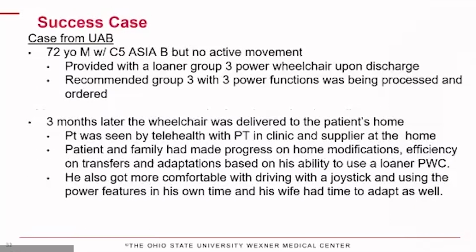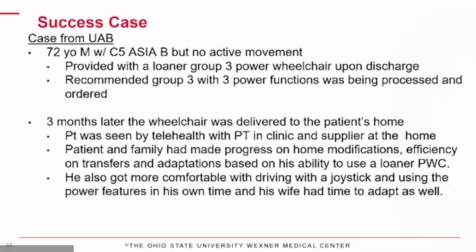So let's see, from UAB, I'll give you this story and see if it sounds familiar to you. There's an older gentleman with incomplete C5 spinal cord injury with no active movement, though he was provided with a loaner group 3 power chair upon discharge, which I don't know about your scenarios. That is not always the case that we can provide that. We'll get into that discussion in a bit, a healthy, positive discussion.